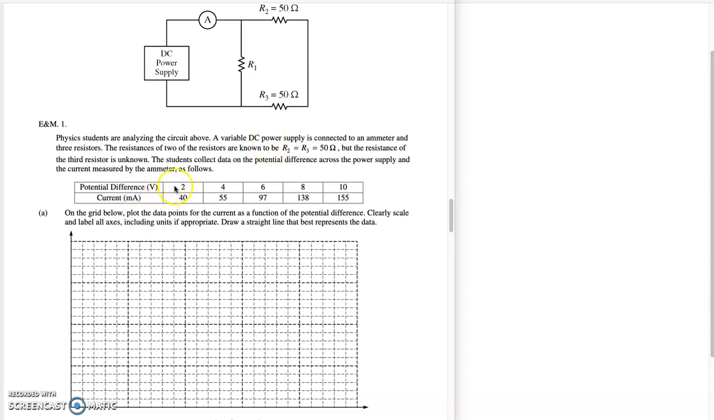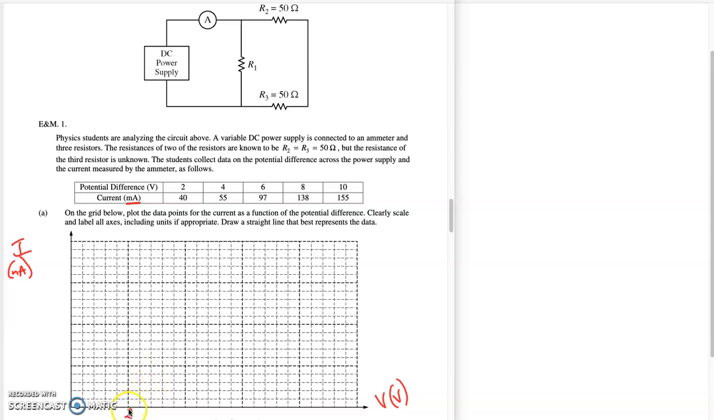All right, they also tell us the potential difference, and they tell us the current. Note that the current is given to us in milliamps. We're going to have to account for that. And it says the current as a function of potential difference. So the first guy is the y-axis, and the second guy is the x-axis. And we're going to have to choose our scales.